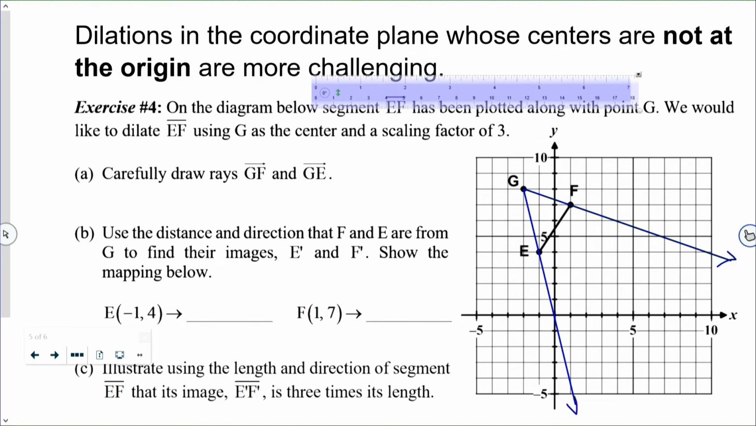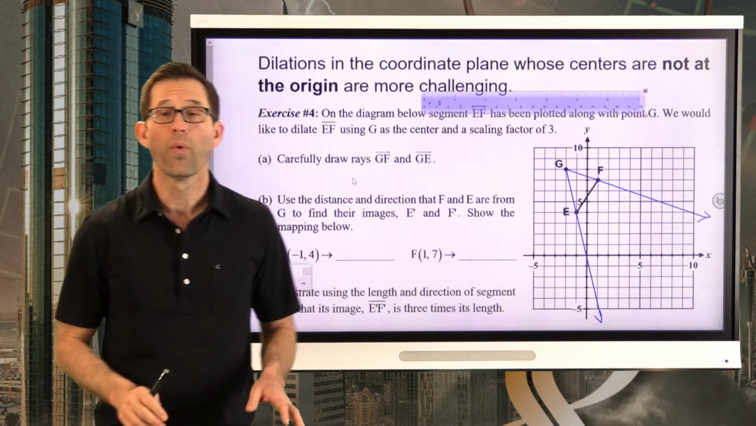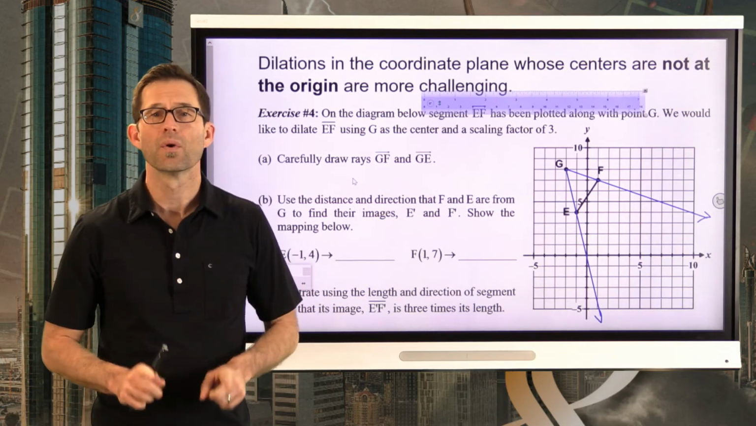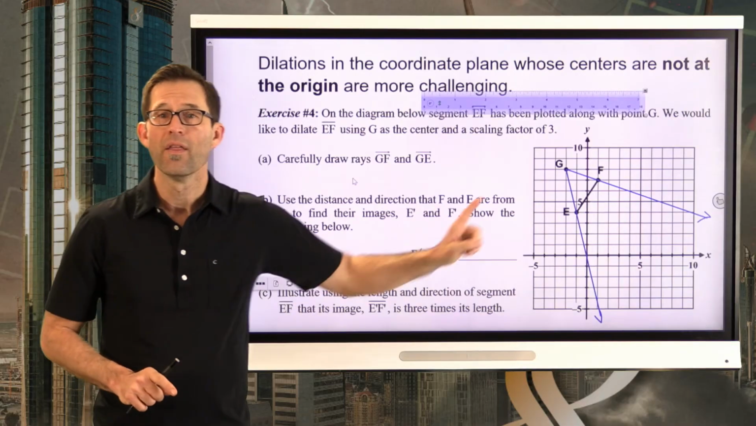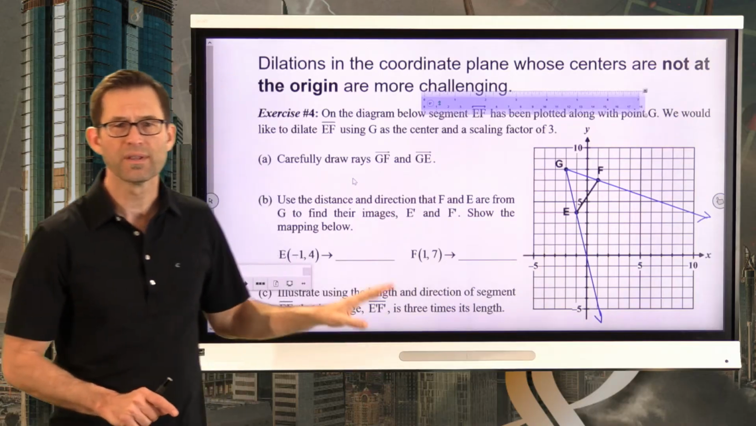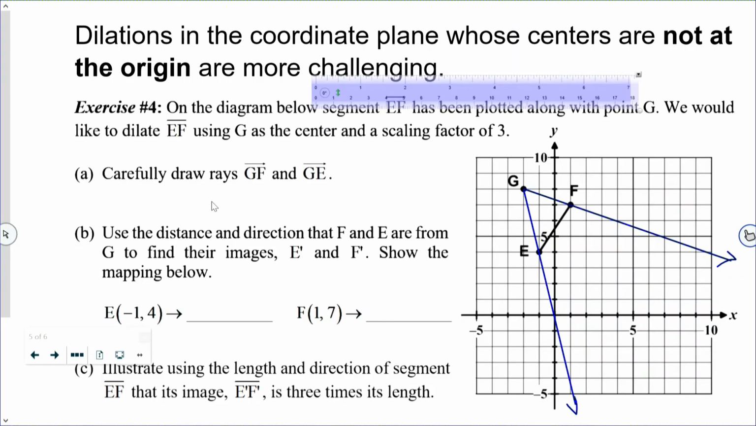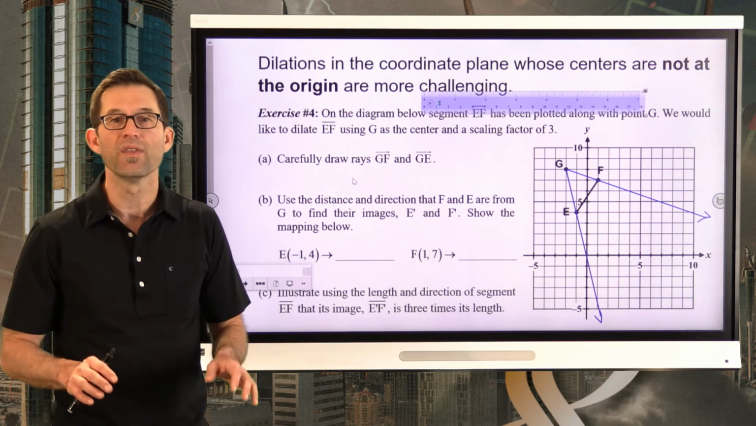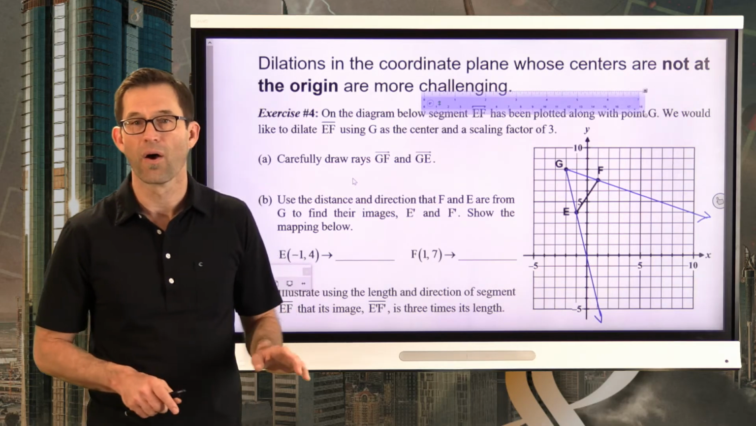Okay, great. So our image points lie on these rays, okay? The question is, where are they? Now remember, this is our center, and we have a scaling factor of 3. So let's take a look at letter B. Use the distance and direction that F and E are from point G to find their images, E prime and F prime. Show the mapping below. All right, so let me explain what I mean by using the direction and distance they are.